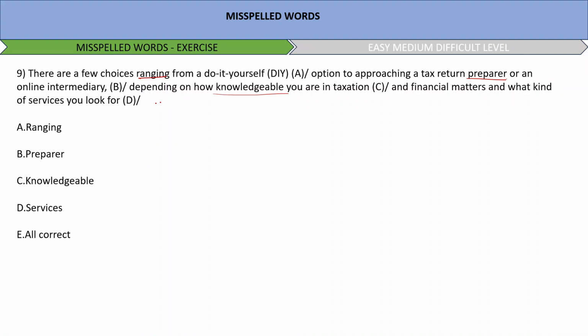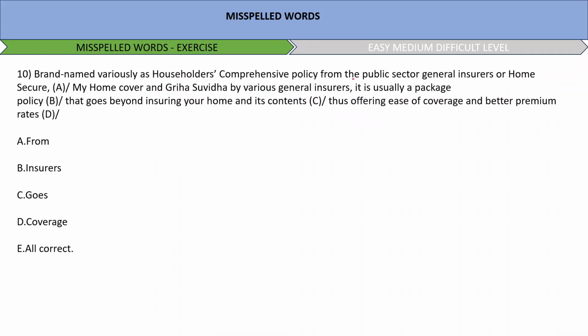Brand named variously as householders comprehensive policy from the public sector general insurers or home secure, my home cover, and Griha Suvidha by various general insurers. It is usually a package policy that goes beyond ensuring your home and its content, thus offering a coverage and better premium. So, what do you think is the correct answer? Brand named variously as householder comprehensive policy form, right? It should not be from, it should be form, FORM.